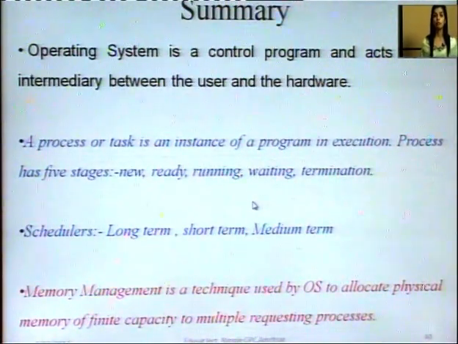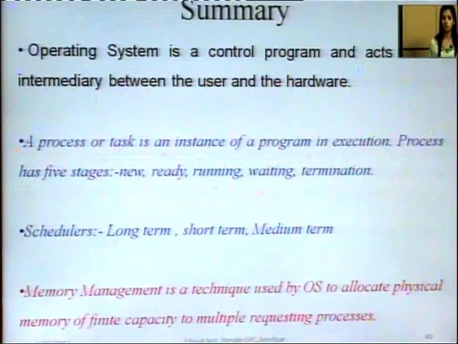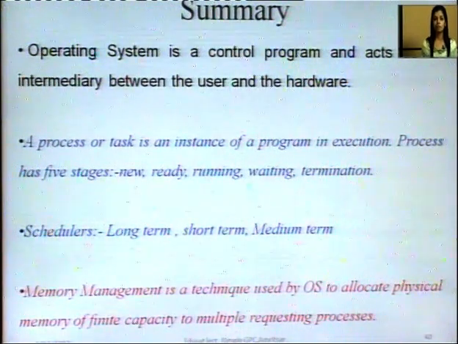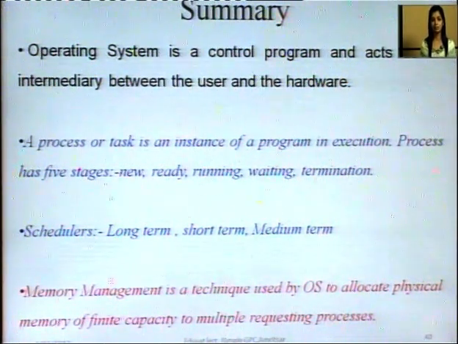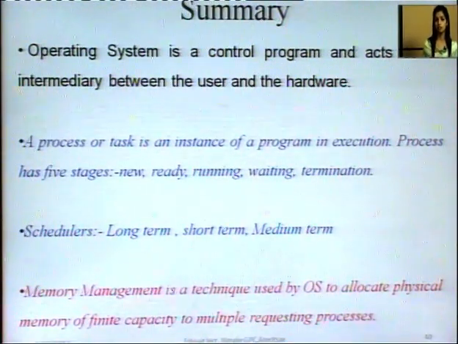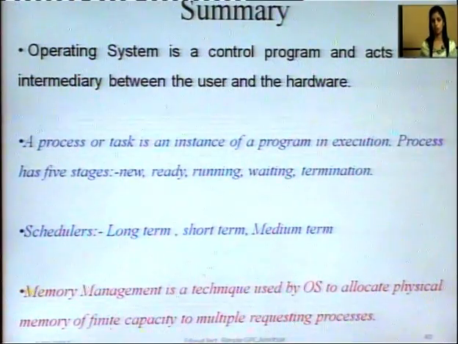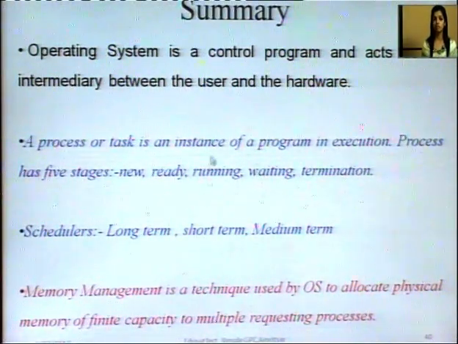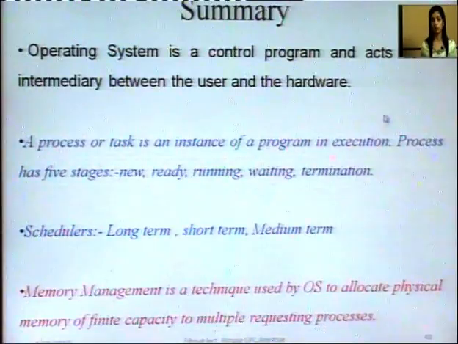Now an overall summary of our lecture. We have learned about the operating system definition. In brief, an operating system is a control program that acts as an intermediary between user and hardware. Next we learned the process definition. A process is a task, or an instance of a program, that goes through five stages: new, ready, running, waiting, and termination.